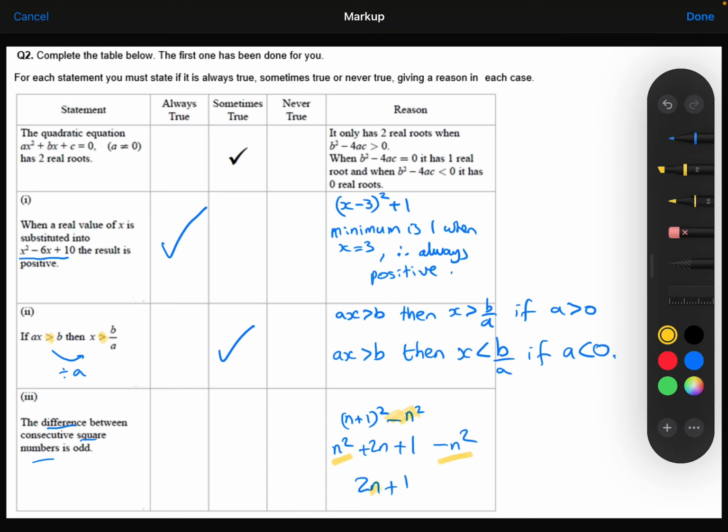Now I know that 2n is always even, so 2n plus 1 is always odd. So this statement is always true. The difference between consecutive square numbers is always odd.